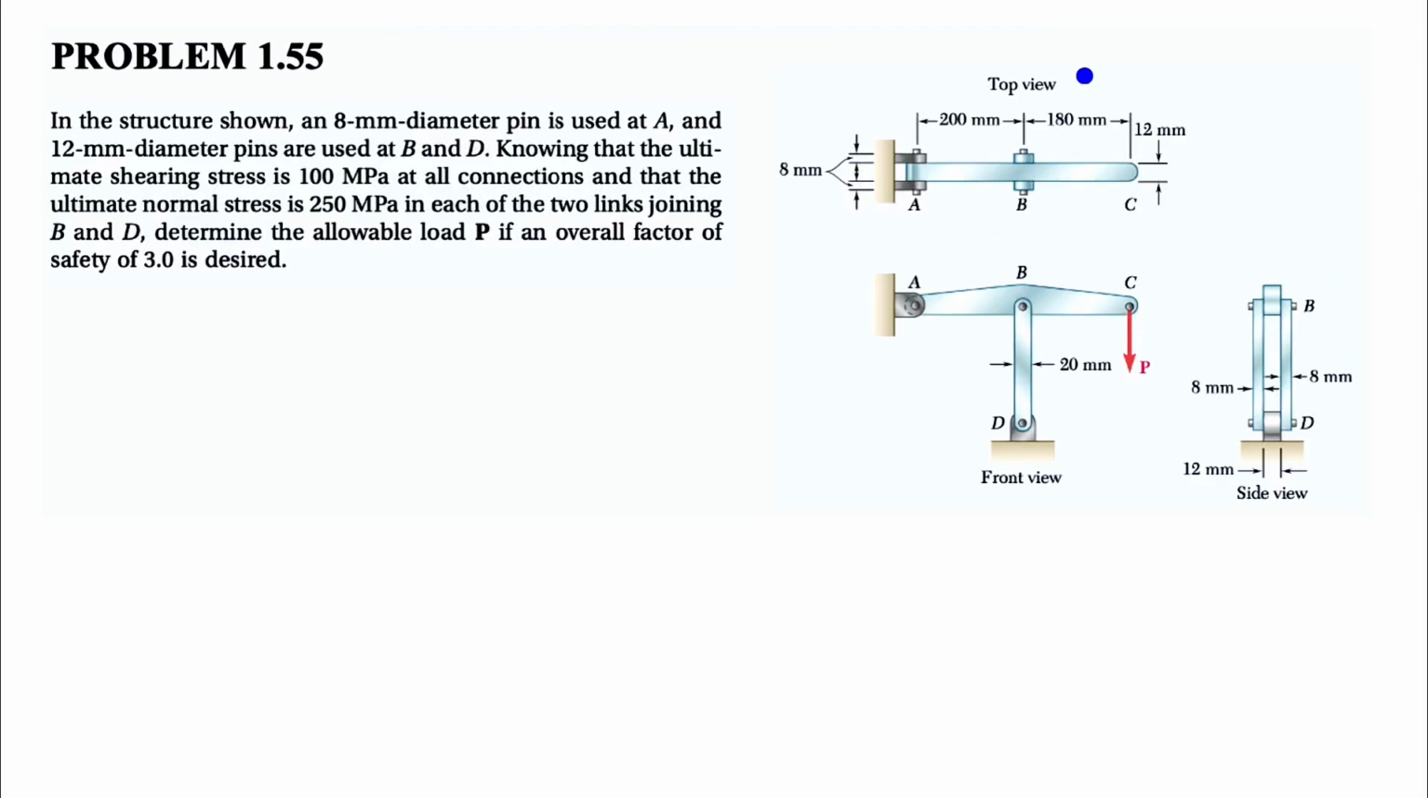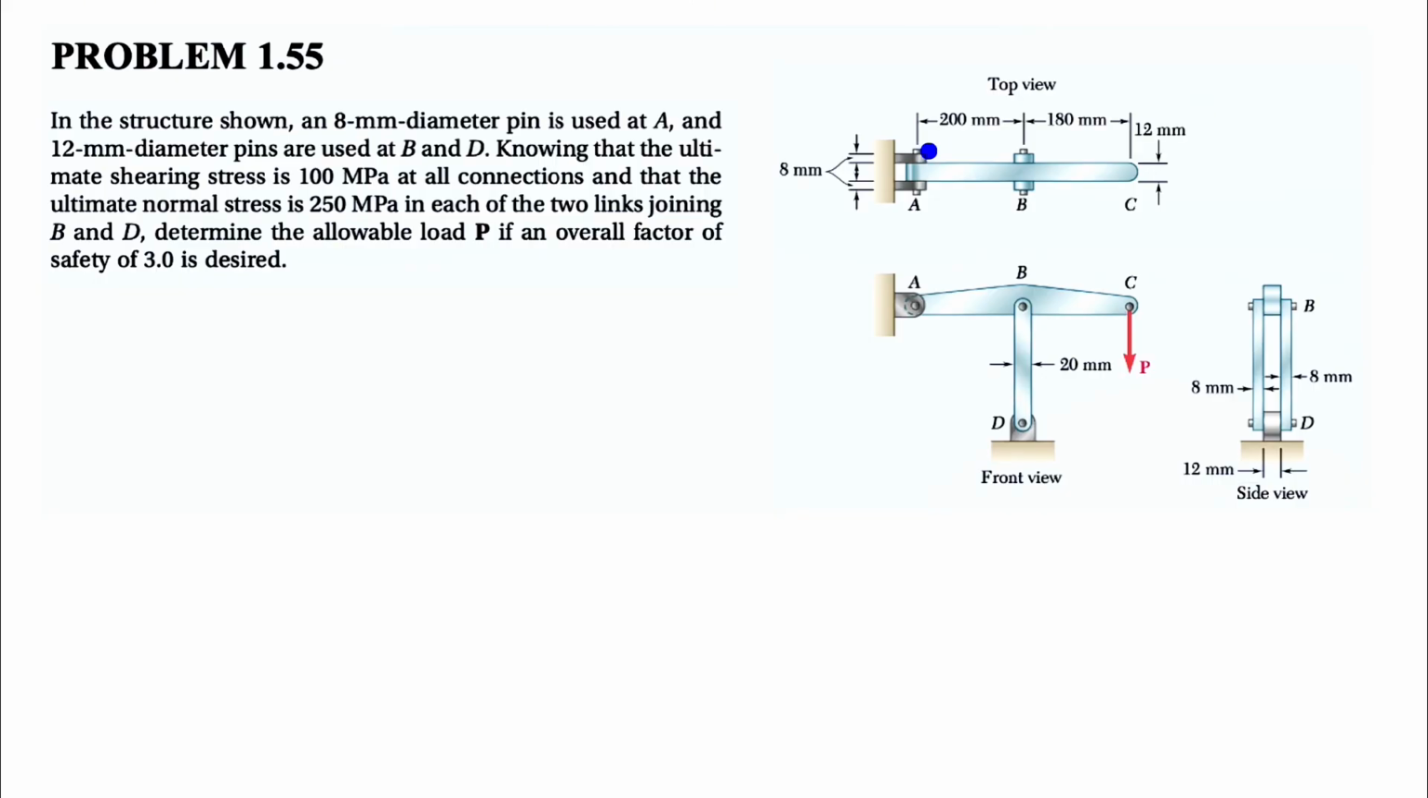We're going to be solving question 55 from the first chapter of the Johnston textbook, Mechanics of Materials. In the structure shown, an 8mm diameter pin is used at point A. So we have three different views of this structure: the top view on top, front view, and side view on the right hand side.